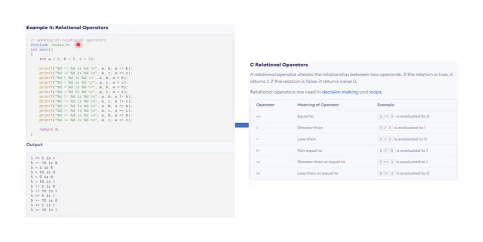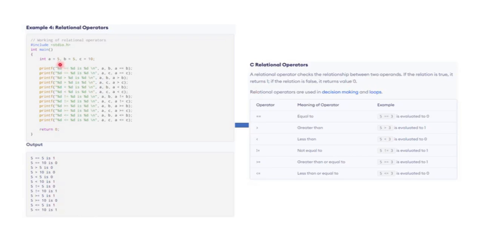Then the next topic is relational operators. Relational operators check what relation is present between the two operands, like whether the first is greater than the second, less than the second, equal to, not equal to, greater than or equal to, less than or equal to. This returns the value 0 or 1. It returns 0 when the expression is false. It returns 1 when the expression is true.